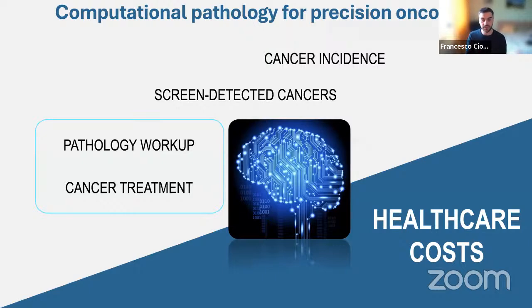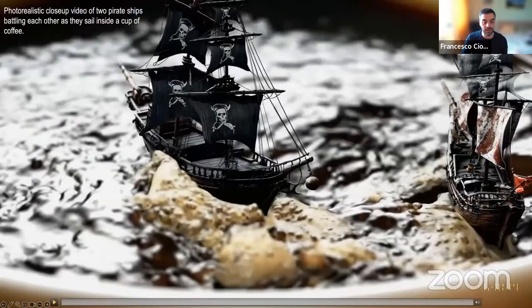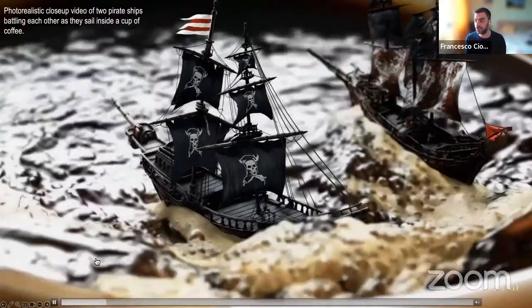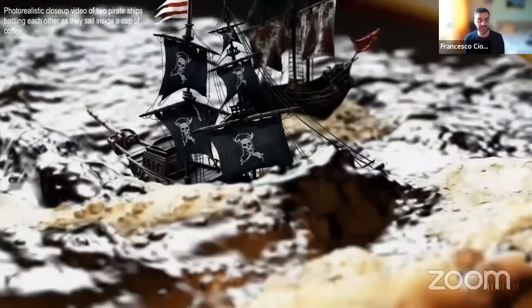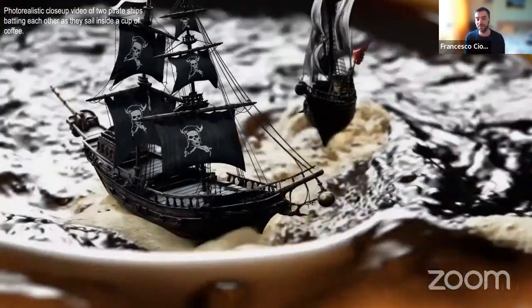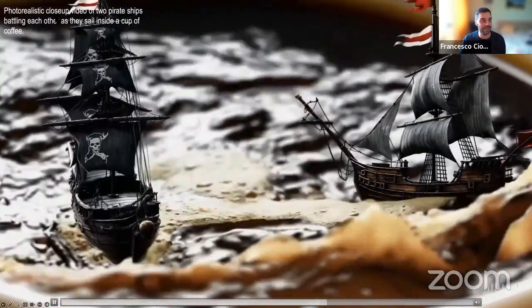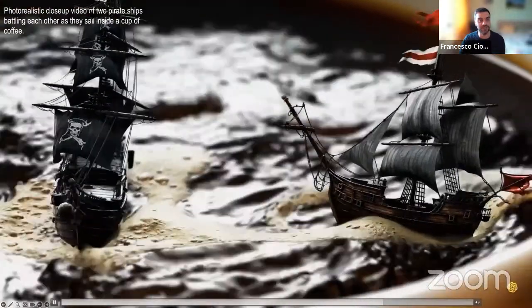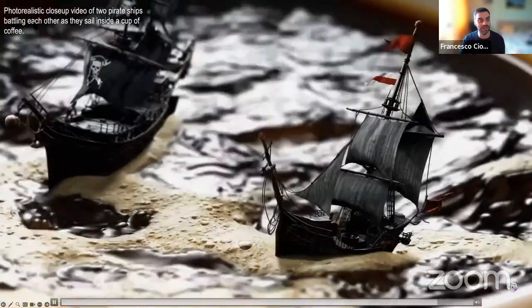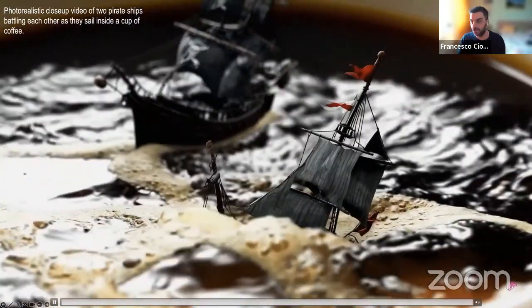Now we want to use AI, right? So these days, when you talk about AI, you think about something like this, right? This is the Sora system of OpenAI. Probably you've seen that. I like this one. This is probably the video that I like best. This was generated by giving this text: photorealistic close-up video of two pirate ships battling each other as they sail inside a cup of coffee.